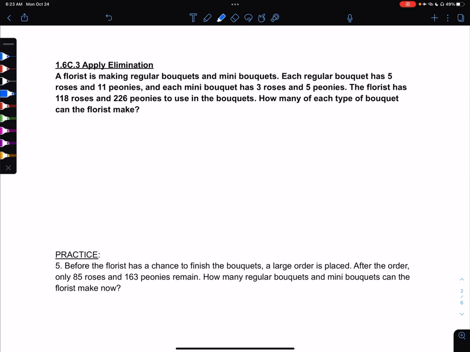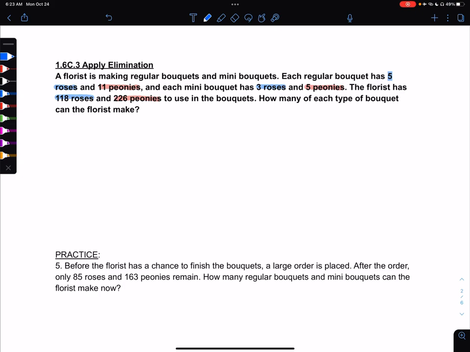Now, because I've looked over this problem already and have an idea of where to go, what I want to point out is that it's a little bit tricky setting this up, but once you have it set up, it's not too bad. So what I'm going to do is highlight the information here about each type of flower.